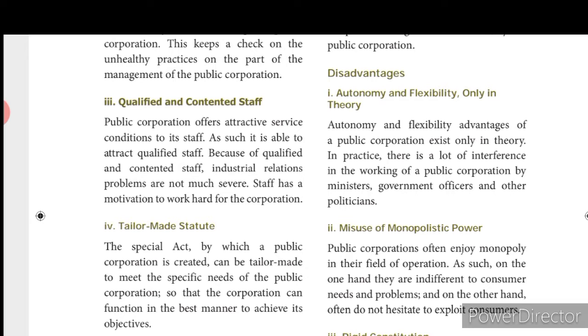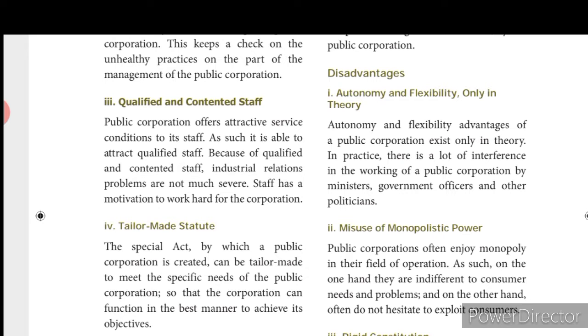You have a good atmosphere for the people who work, the employees. They feel happy to work here in the public corporation. Moreover, they select only qualified members for the work. Because of this, the staff are motivated to do their work, and they work hard for the corporation.